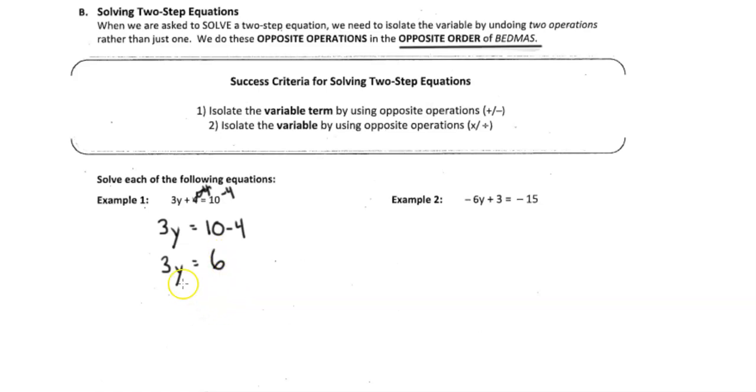Our second step, now that we're left with multiplication, what's the opposite of multiplication? Division. So divide both sides by 3, and we are left with y equals what? 3. No, try again. 2. There you go. 6 divided by 3 is 2.